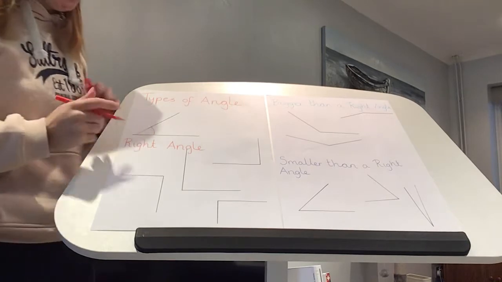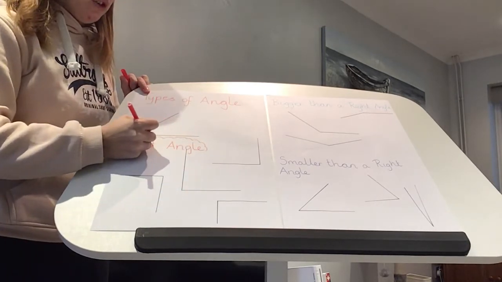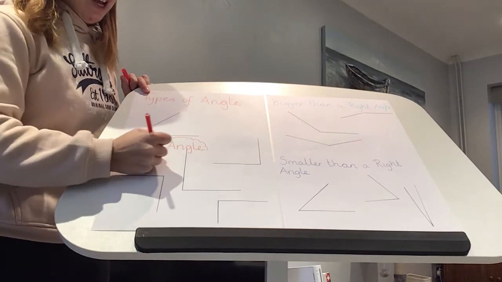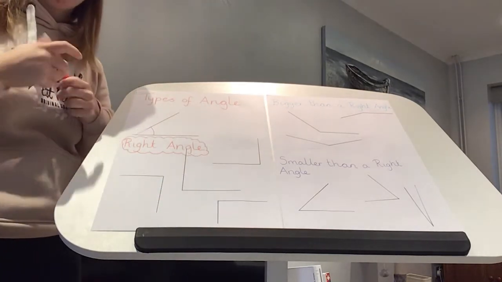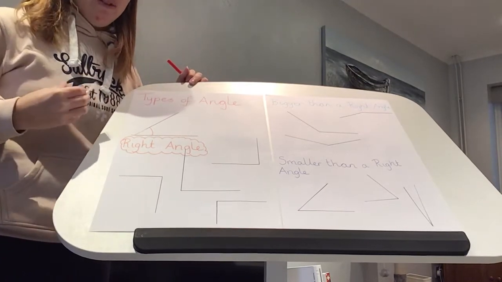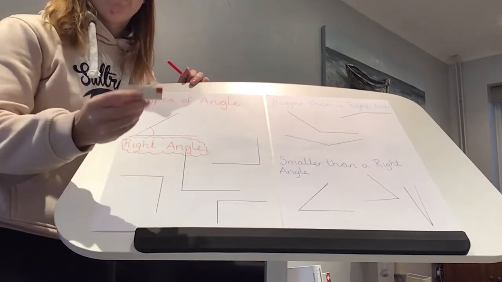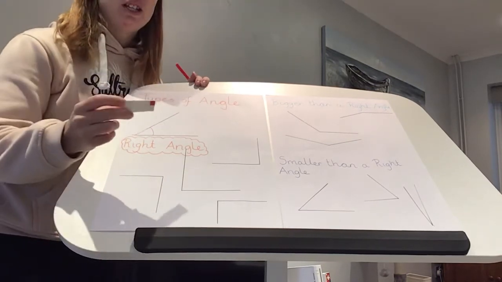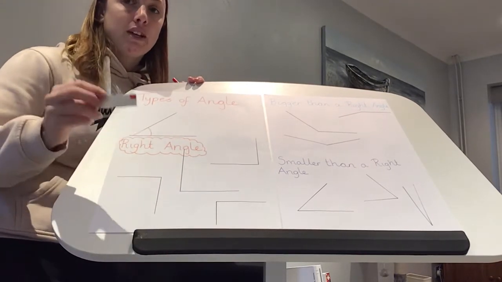There's a particular type of angle that we are going to focus on, and that is called a right angle. Yesterday you were looking at horizontal and vertical lines. When a horizontal and vertical line join together, it creates a right angle. I've made myself a right angle measurer, which you could easily do just by cutting off the corner of a piece of paper.